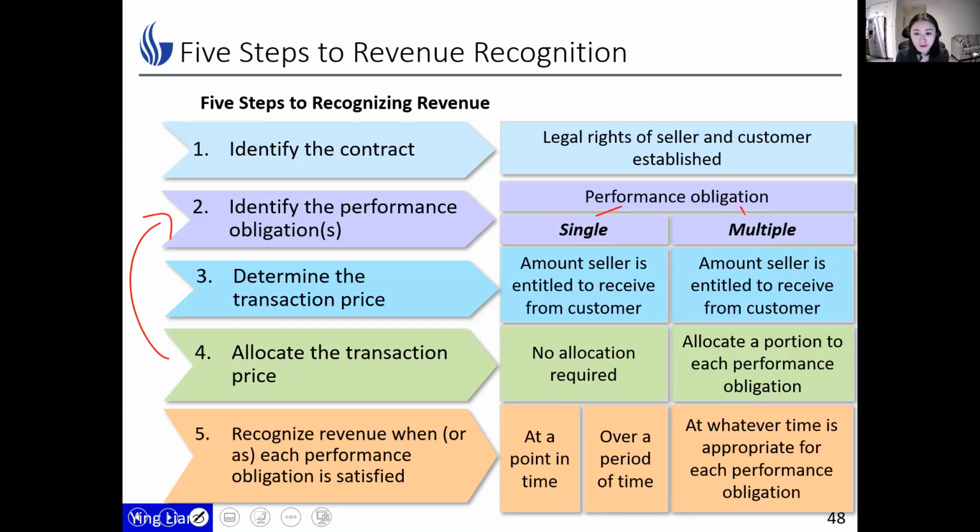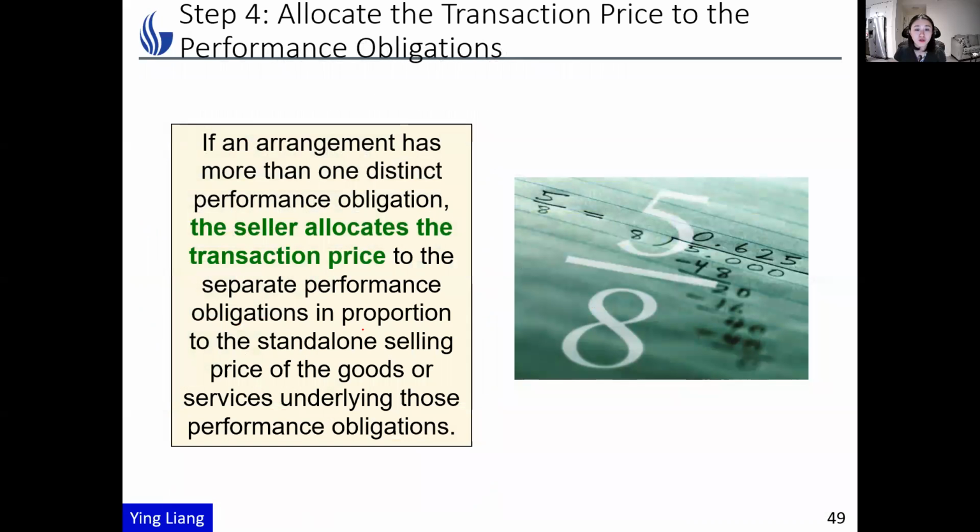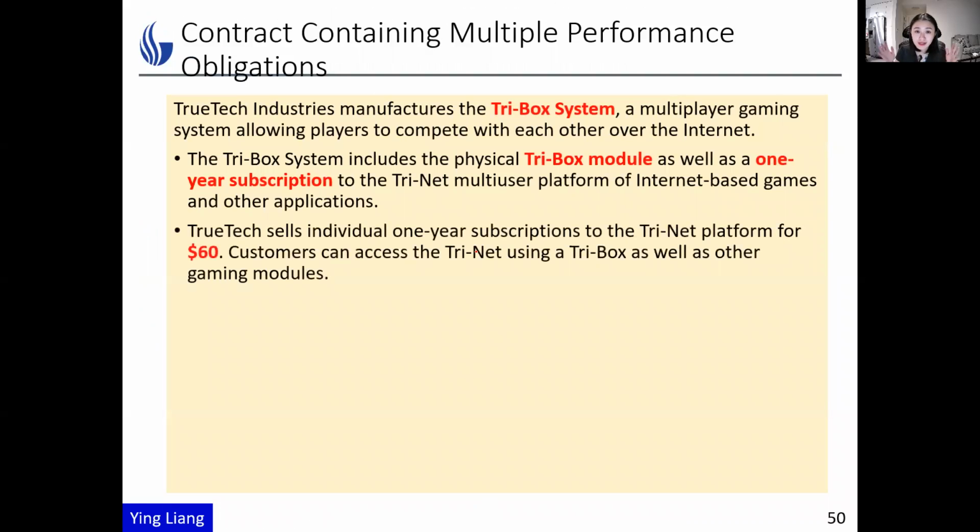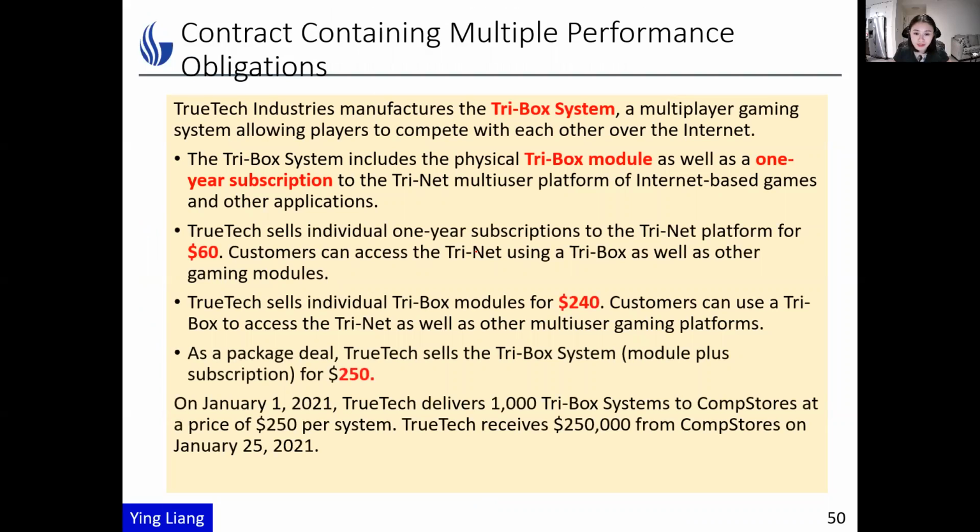It's only when we have multiple performance obligations that we have to first identify how much in total the transaction price is in step 3, and then we're going to allocate among these performance obligations. So allocating the transaction price is mainly needed when we have to allocate it across the performance obligations. Now let's look at an example to see how we're going to do the allocation. Well, we've talked about this before.